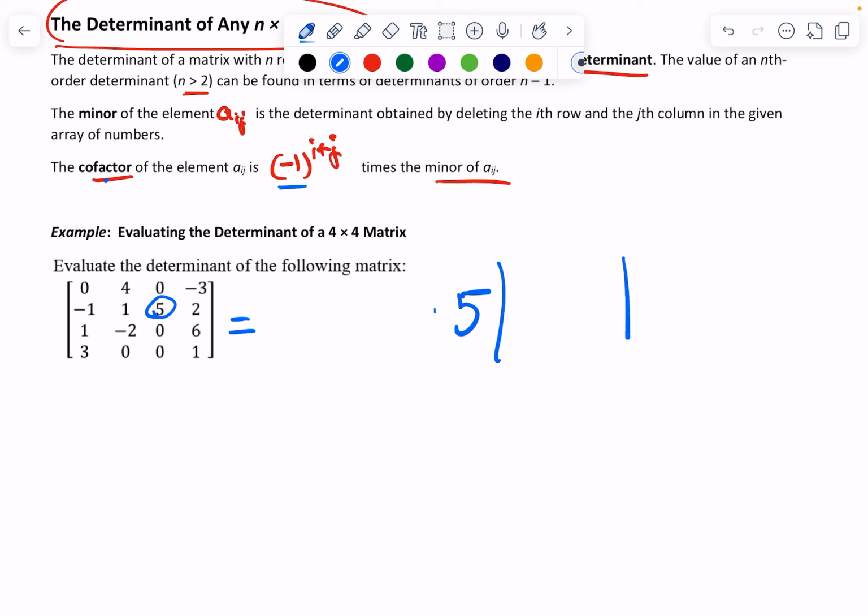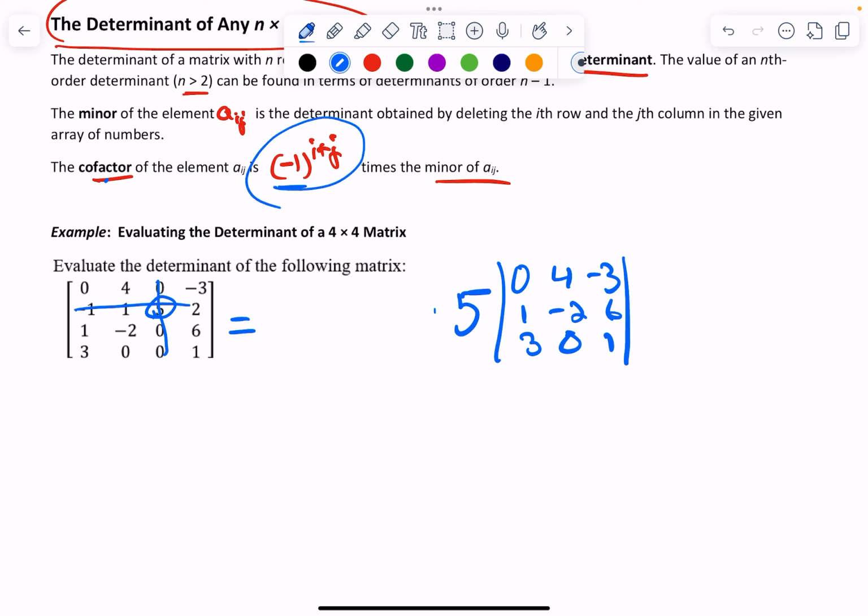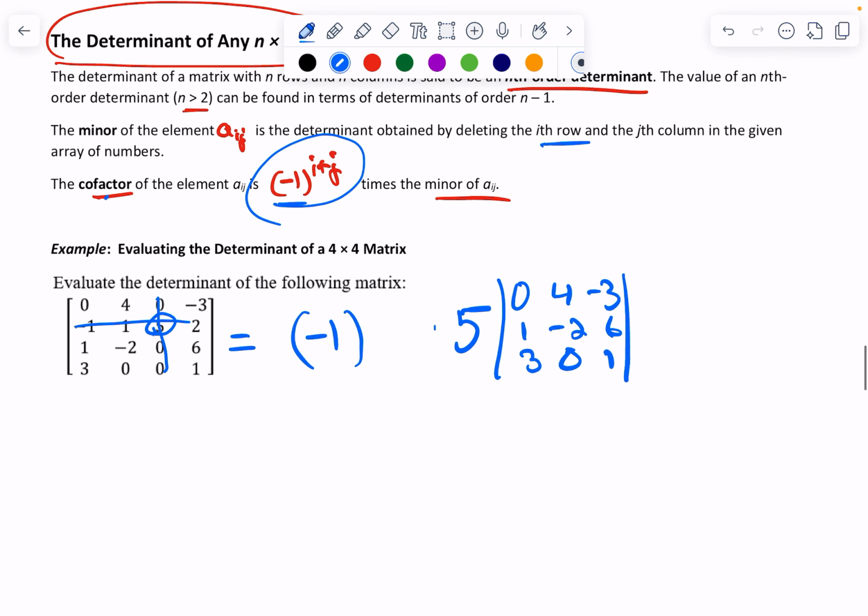Now our 3 by 3 determinant is going to be, we're crossing out the row and the column where the 5 is. And we end up with 0, 4, negative 3 in the first row, 1, negative 2, 6 in the second, and 3, 0, and 1 in the third. Now what we need is the cofactor, negative 1 to the power of i plus j. So negative 1, i is the ith row, 1, 2, 5 is in row 2, plus j is the jth column, 1, 2, 3, it's the third column, 3.